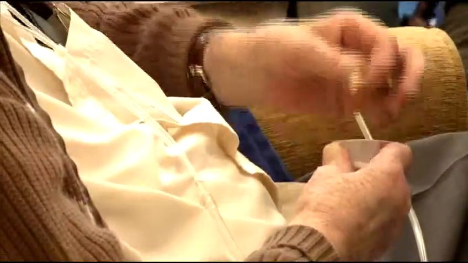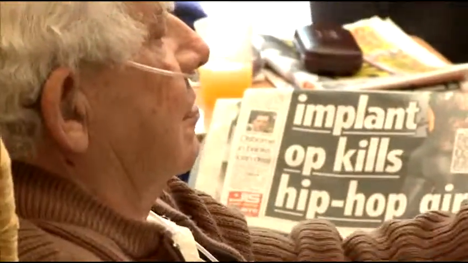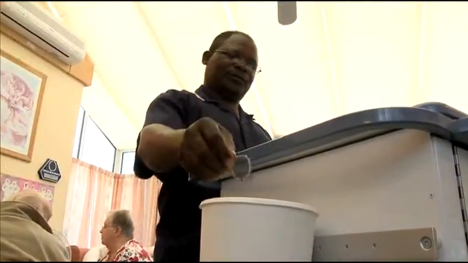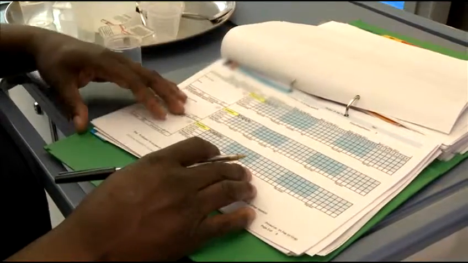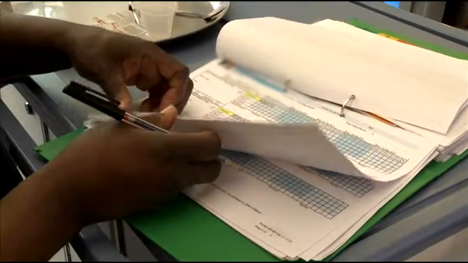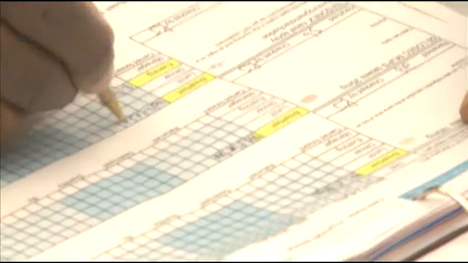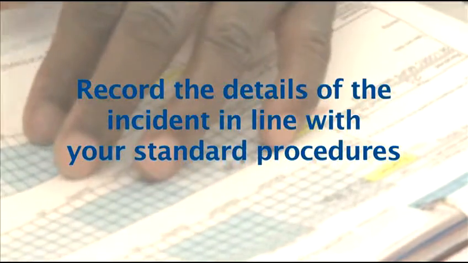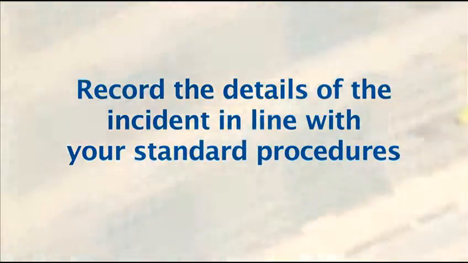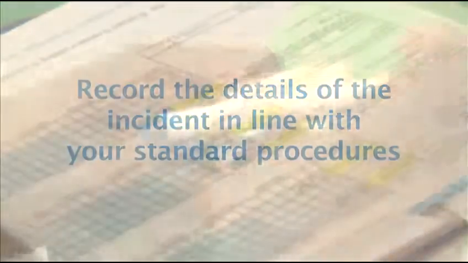When the dose has been taken, dispose of the pod and seal in the waste bag on the trolley. Recording on the mark sheet must take place immediately after the medication has been administered. If a service user refuses their dose, record the details of the incident in line with your standard procedures, for example on the back of the mark sheet.